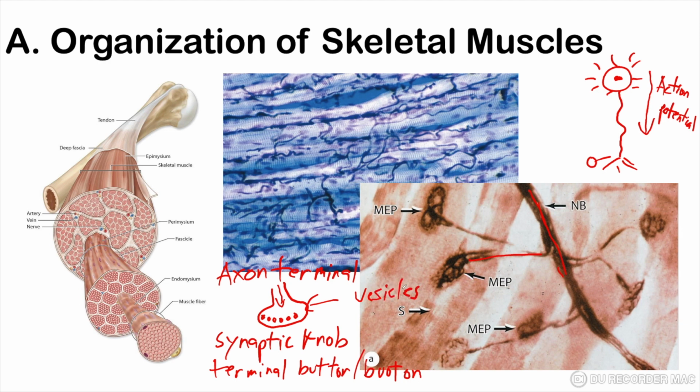And those vesicles contain neurotransmitters, especially in the case of muscular contraction, where it is the neurotransmitter acetylcholine. When the action potential, the electrical signal from the brain through the nerves, reaches the axon terminal or the synaptic knob, this vesicle will fuse here and release acetylcholine. That will trigger another cascade of reactions, which you will see later. For now, that's your axon terminal. Okay? Moving on.